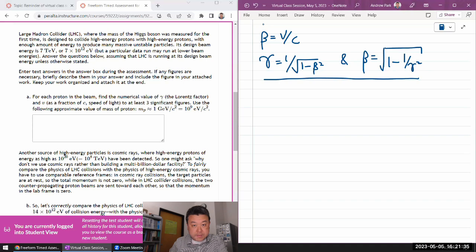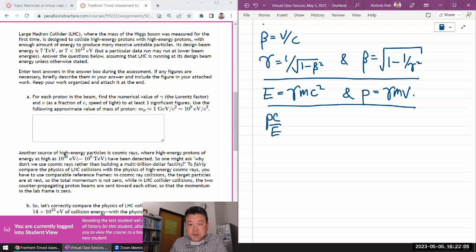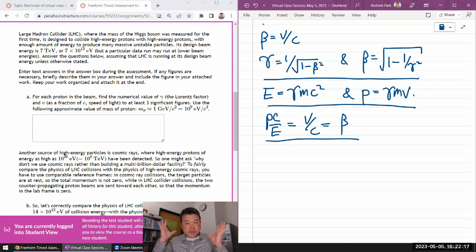So with that, some of the expressions, like for energy, the total relativistic energy is gamma mc squared, and total relativistic momentum for a massive particle is gamma mv. And the final expression that's sometimes useful, if you ever want a quick expression for velocity, is pc divided by E. You can look at these expressions, multiply the momentum by c and divide by E. The gamma and m cancel out, and I get v over c, or beta. So that's what I have in my head.